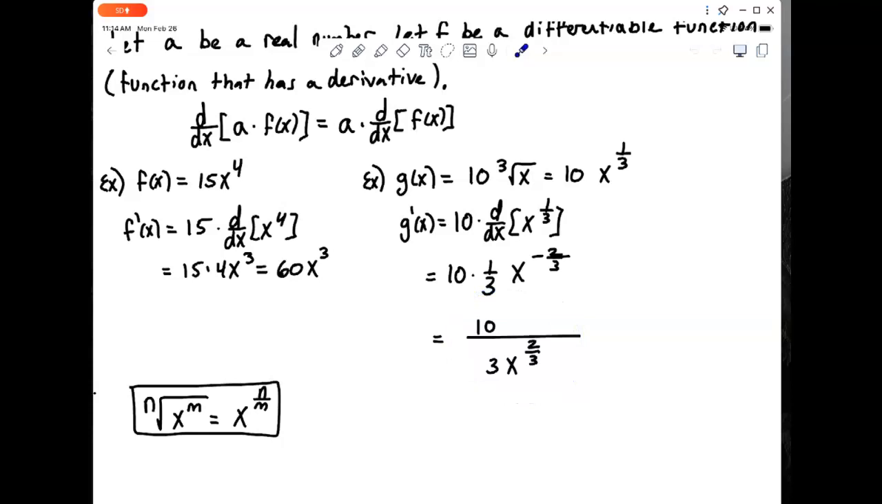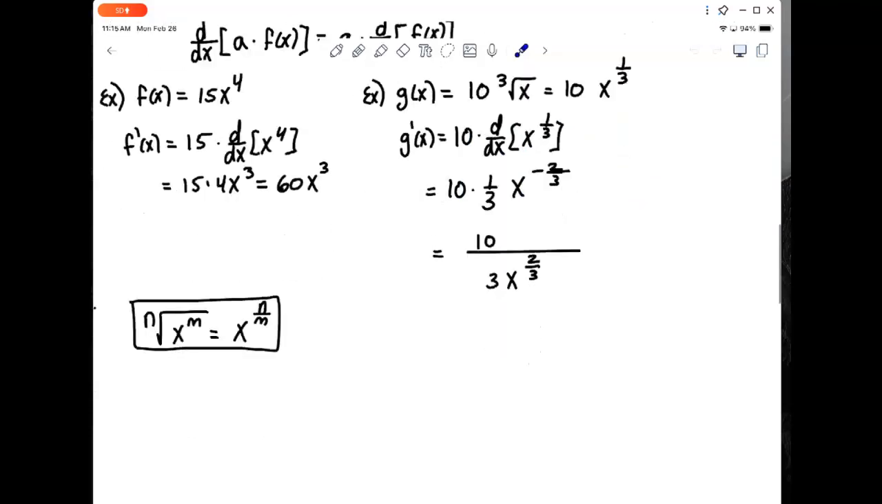Now you could write that x to the 2/3 if you wanted as cube root of x squared, or just leave it as x to the 2/3. Either way is fine. What we were making use of here in that example up above was this rule that allows us to take a radical and transform it into a fractional exponent. Okay, so that's where we'd finished up last time.